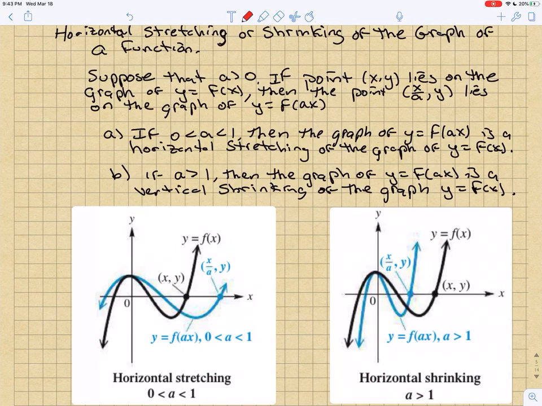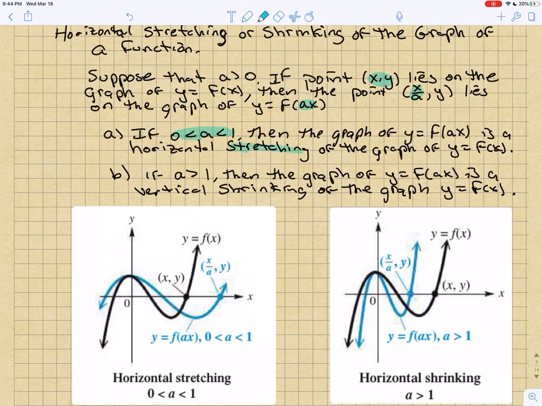Horizontal stretching or shrinking of the graph of a function. So now it says, suppose that a is greater than 0. If a point x comma y lies on the graph of y equals f of x, then the point x over a lies on the graph of y is equal to f of a x. So it affects the x value. The y values don't change, it's the x values that are getting changed. All right, so this is what they're saying inside the function. It says, look, if 0 is less than a is less than 1, then the graph of y equals f of ax is a horizontal stretch.